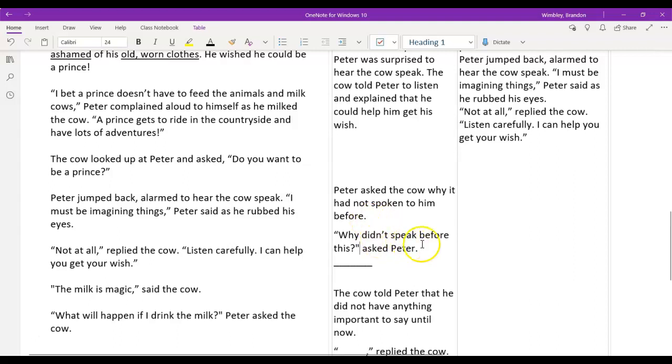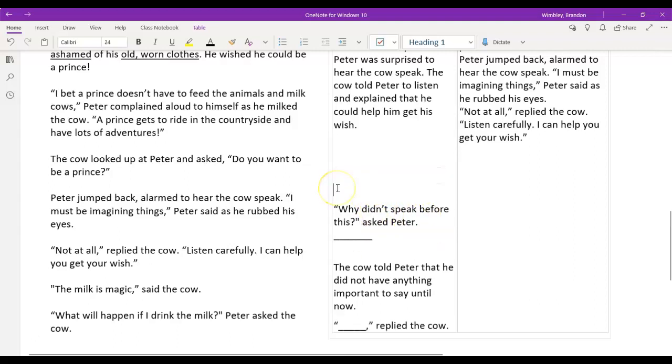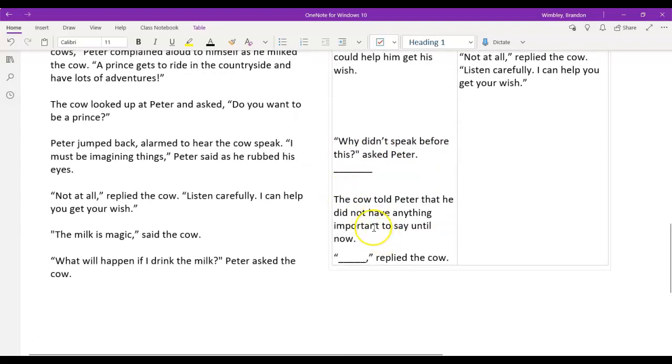And then if he asked this question, we would need a response. So which of these is really showing us instead of just telling us that the cow responded? The cow told Peter that he did not have anything important to say until now. Or should we take this and put it as dialogue? We could put, I didn't have anything important to say until now. So these are some ideas that we could put in for our story.